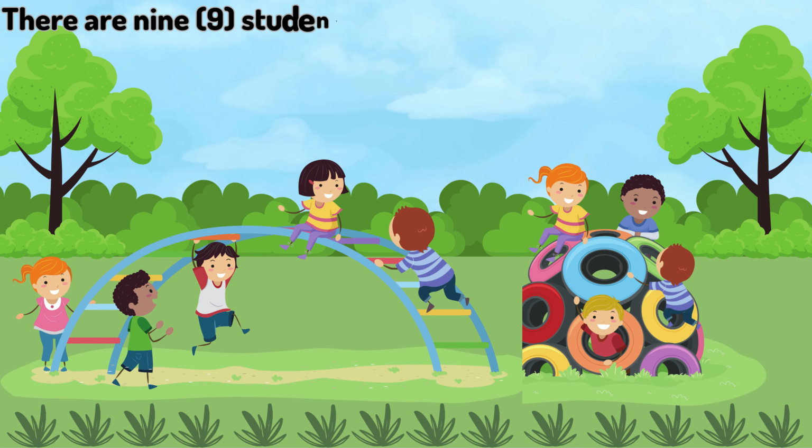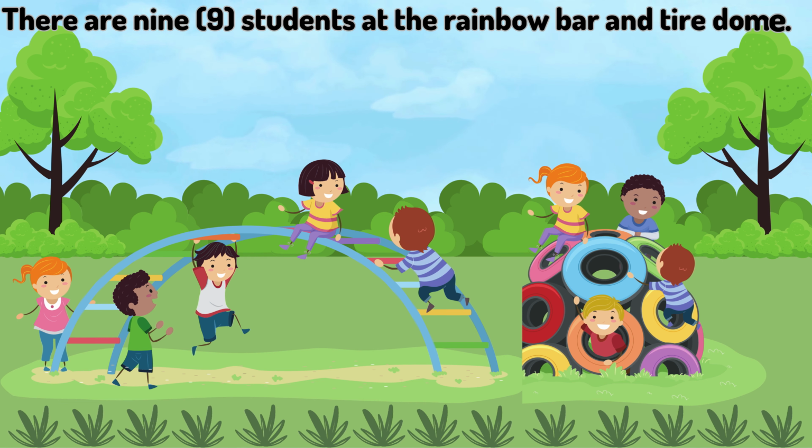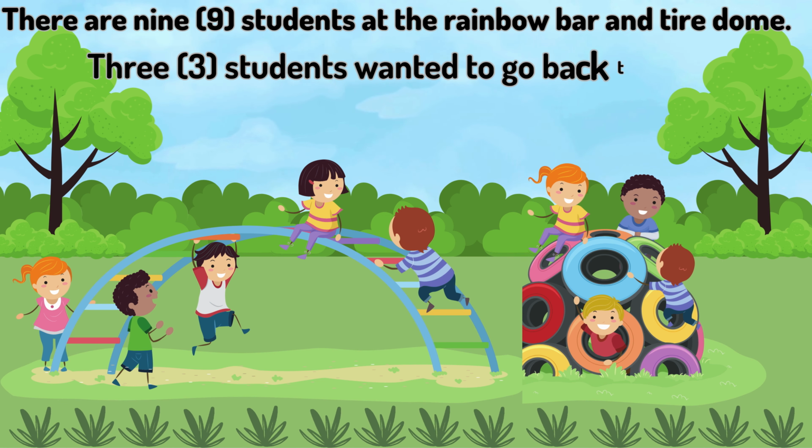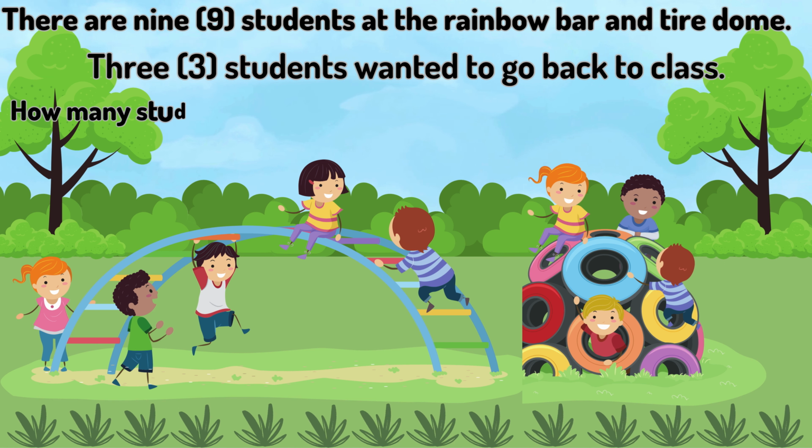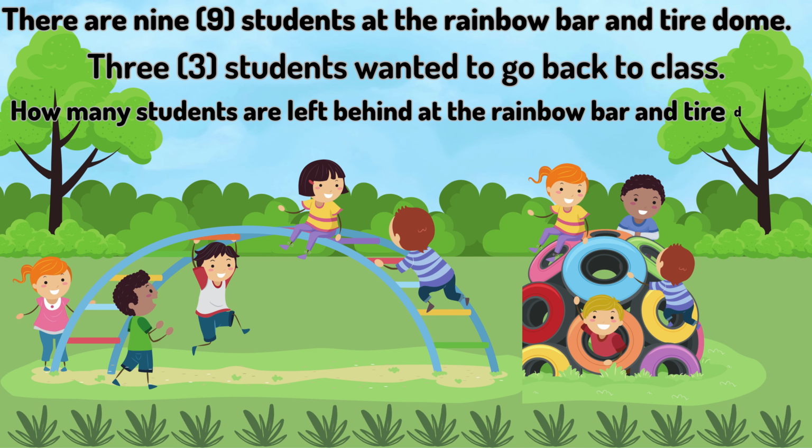There are 9 students at the Rainbow Bar and Tire Dome. 3 students wanted to go back to class. How many students are left behind at the Rainbow Bar and Tire Dome together?